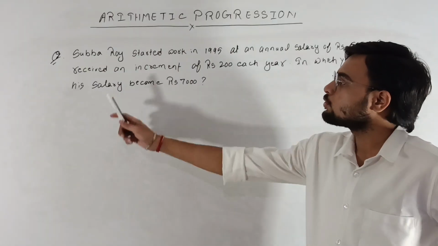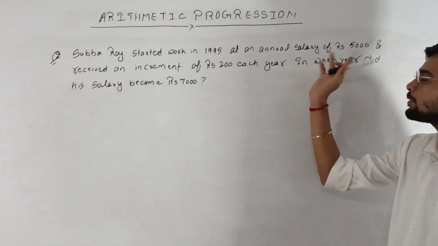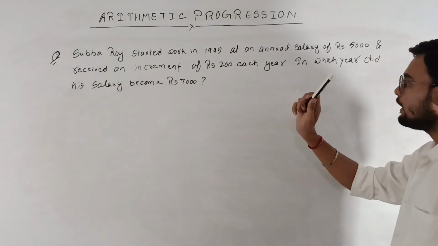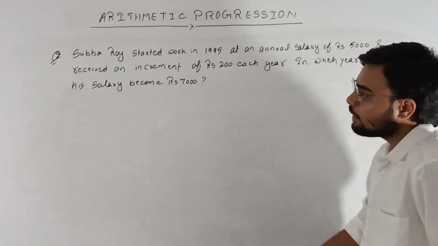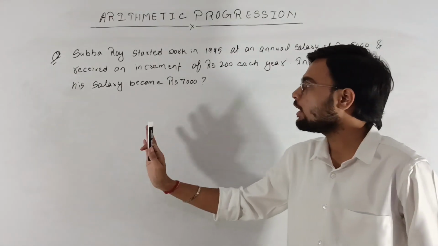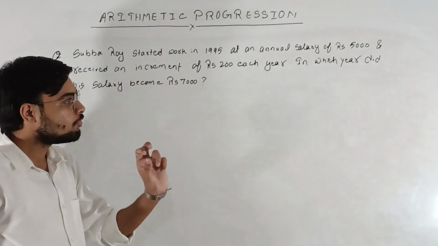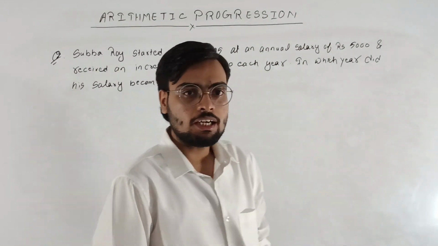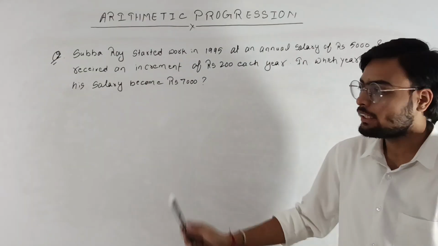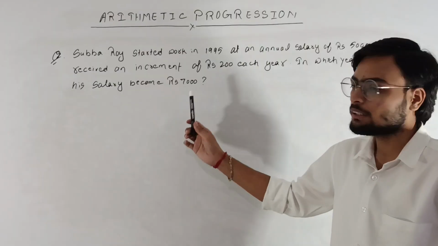The question is: Subha Roy started work in 1995 at an annual salary of rupees 5,000 and received an increment of rupees 200 each year. Then in which year does his salary become 7,000? Look, a person named Subha Roy started work in a company in 1995 at an annual salary of 5,000, and each year he received an increment of rupees 200. The question is asking in which year his salary will be 7,000.